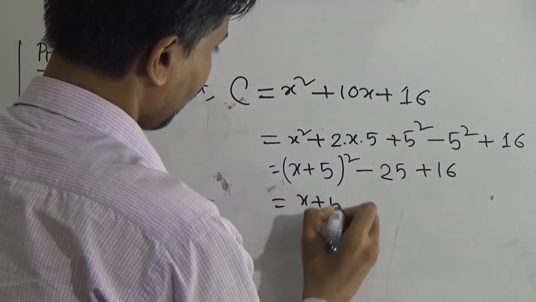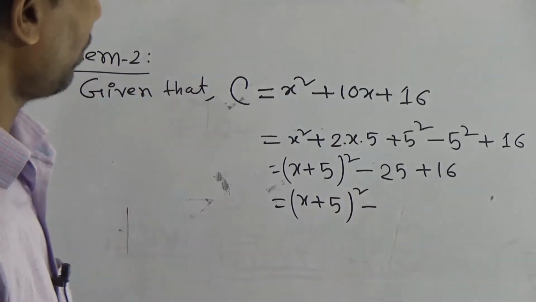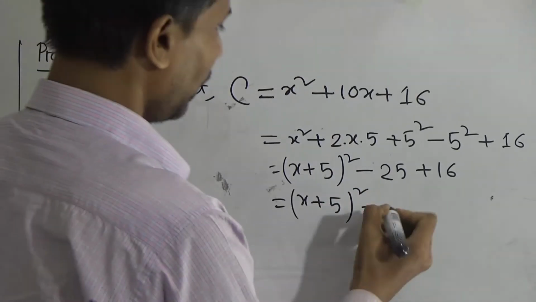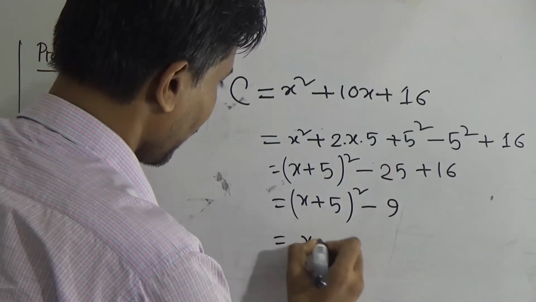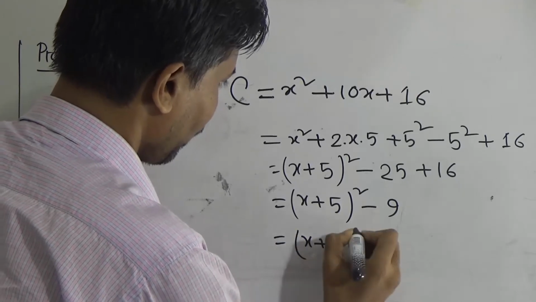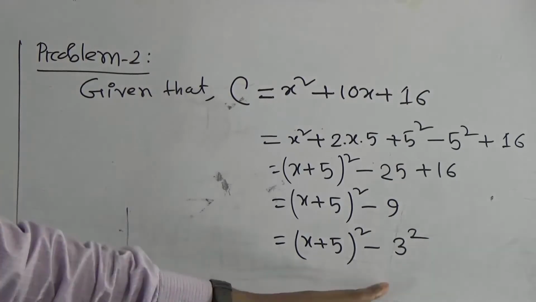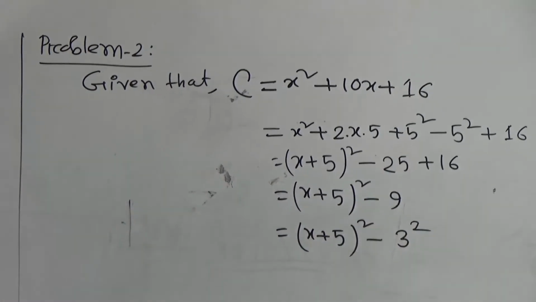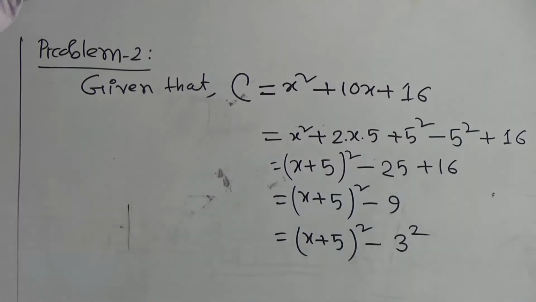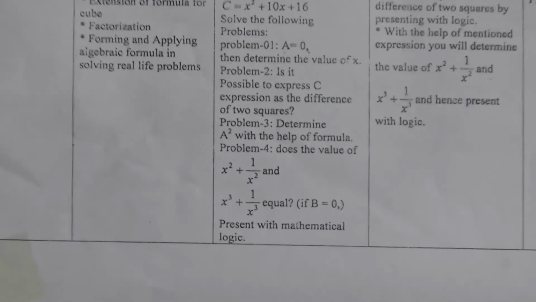Now x plus 5 whole square, minus 25 plus 16 is equal to 9. Now can you write it this way: x plus 5 whole square minus 3 square. 3 square means 3 into 3, that means 9. You see the question: is it possible to express C expression as the difference of two squares? Therefore we can say, okay, this is possible.